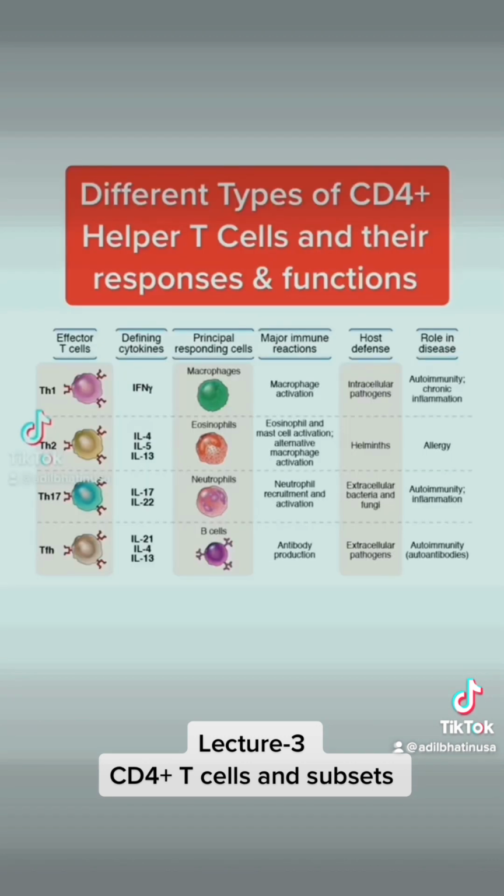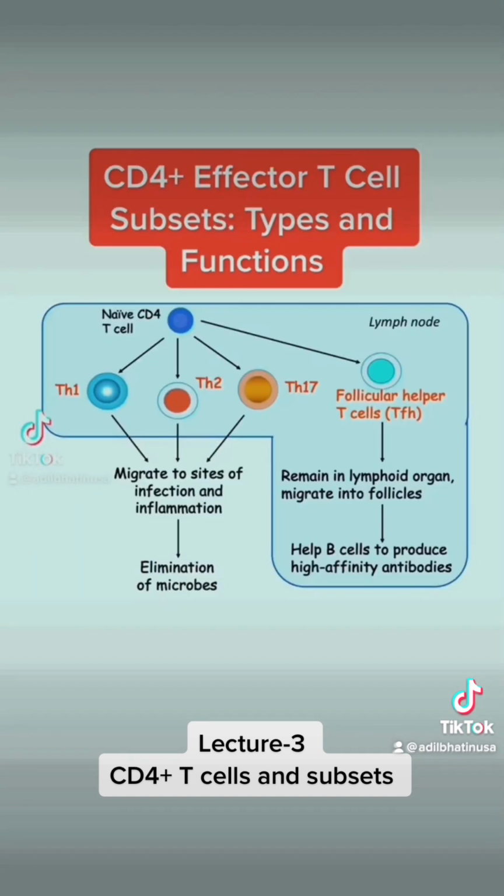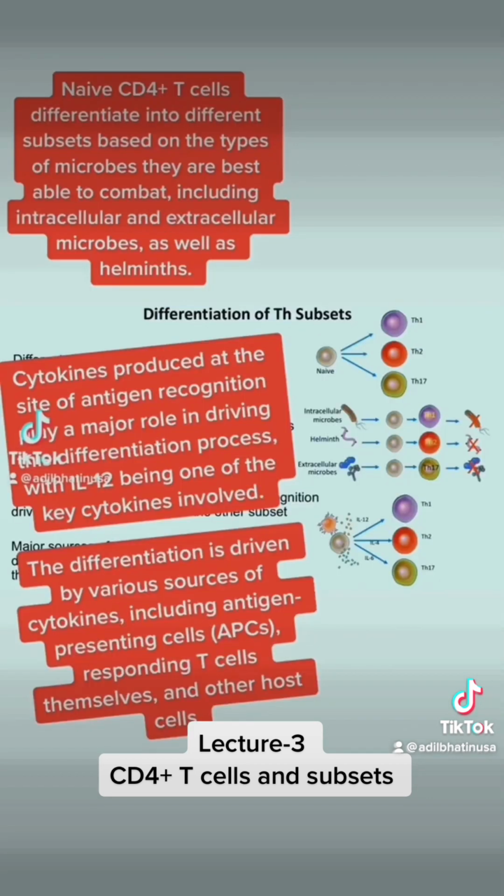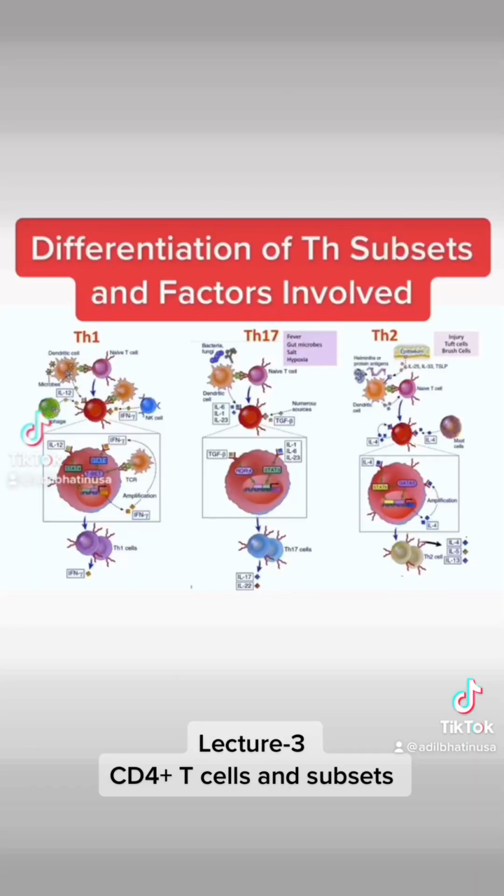This slide describes different types of CD4 helper T cells and their responses and functions. The slide describes the CD4 positive effector T cell subsets, their types and functions. The slide describes how naive CD4 T cells differentiate into different subsets based on the types of microbes they are best able to combat, including intracellular and extracellular microbes as well as helminths.